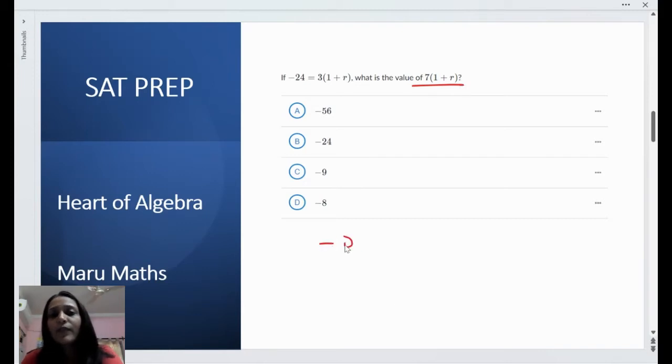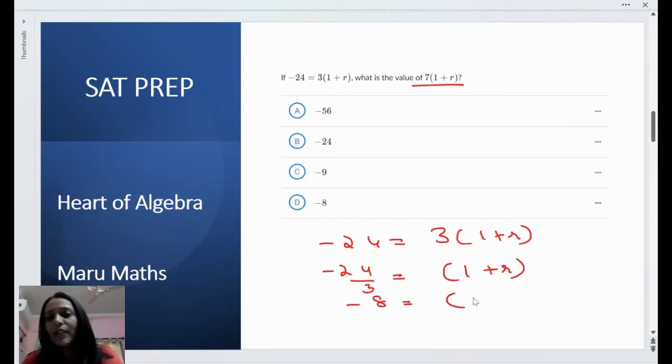So what I'm going to do is minus 24 is equal to 3 times (1 plus r). So I'm just going to divide negative 24 by 3 and find out what the value of 1 plus r is. And that would be negative 8 is the value of 1 plus r. So what would be 7 times (1 plus r)? It would just be negative 8 times 7, which is minus 56.